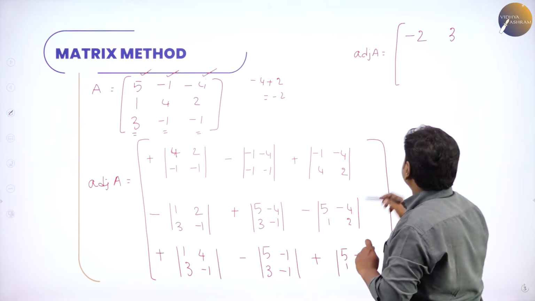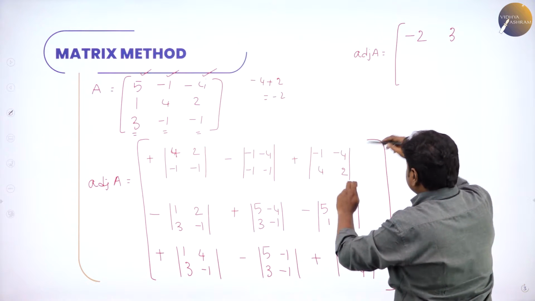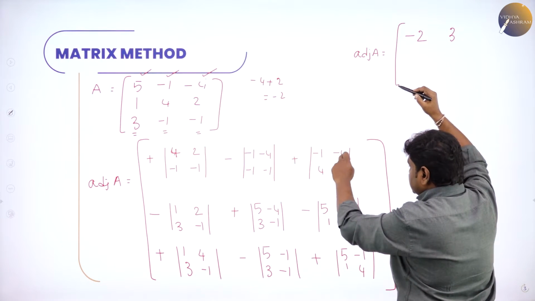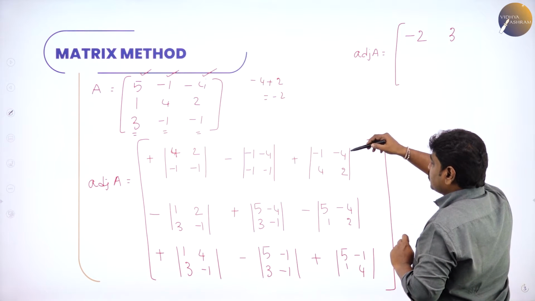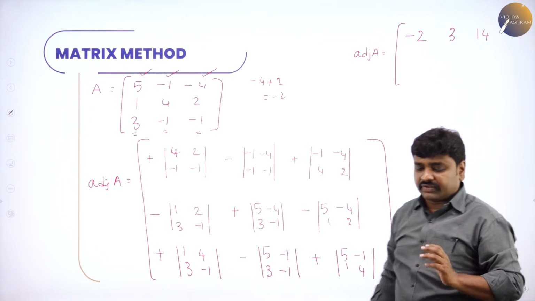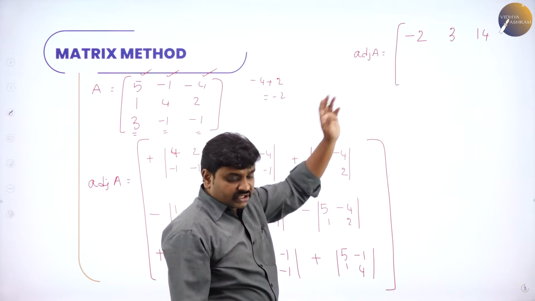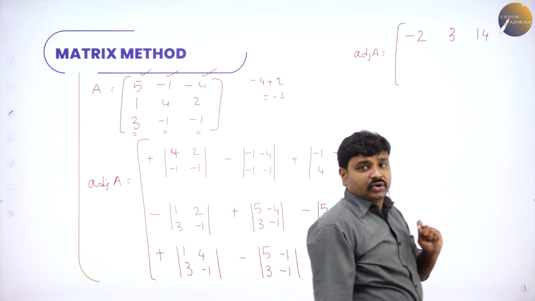Then 1 into minus 2 is minus 2 plus 16, minus 2 plus 16 is 14 positive. So we got the first row. Check the first row. What is the first row? Minus 2 3 14, minus 2 3 14 you got.